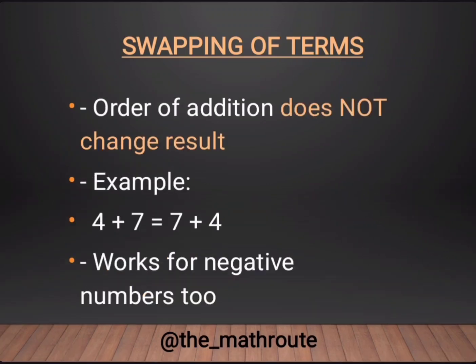Under swapping of terms, the order of addition does not change the result. So this comes under commutativity. For instance, 4 plus 7 is equal to 7 plus 4. Both result in 11. It works for negative numbers too, in the sense 4 plus of minus 7 is equal to minus 7 plus of 4.